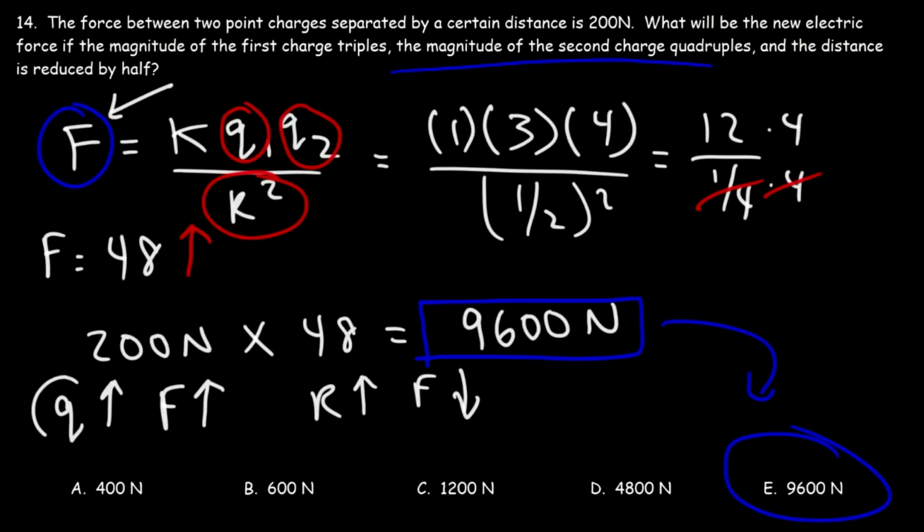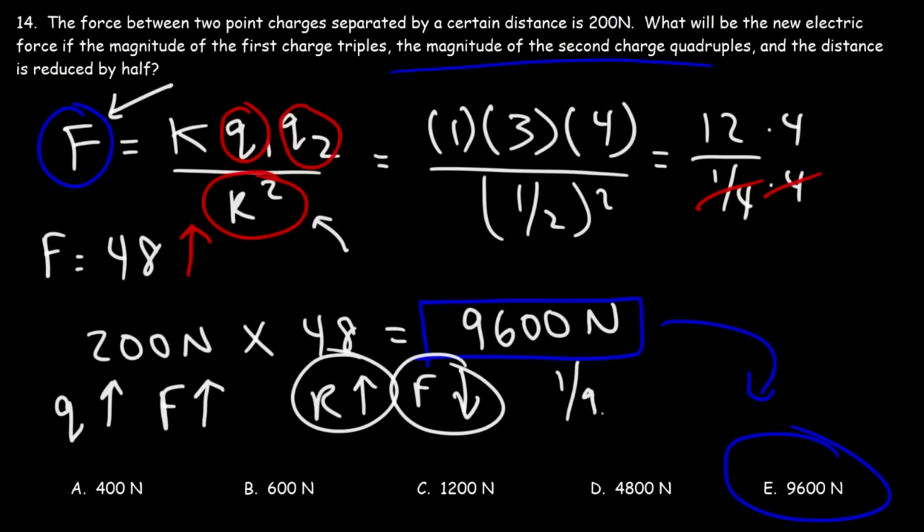So if you double one of the charges, the force will double. If you double both charges, 2 times 2 is 4, the force will quadruple. If you double the distance between them, because it's squared, 2 squared is 4, the force will be reduced by a factor of 4. So it's going to be 1/4 of its original value. If you triple the distance, 3 squared is 9, the force will be 9 times less, or it's going to be 1/9 of its original value.